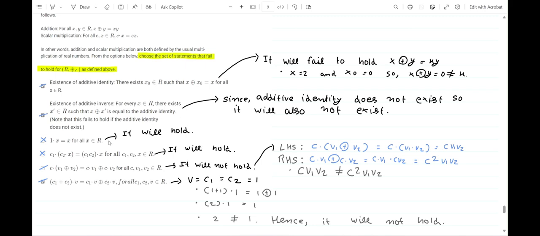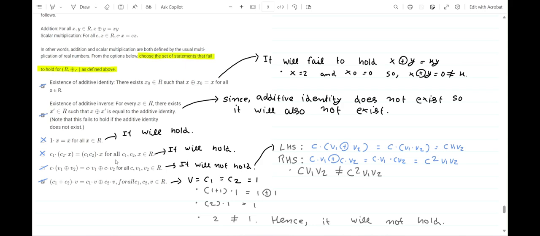The third option says that 1 asterisk x equals x, which is actually the same as the given scalar multiplication, hence it will hold in this vector set. Hence the third option is wrong. The fourth option will also hold in this vector set, hence the fourth option is also wrong.